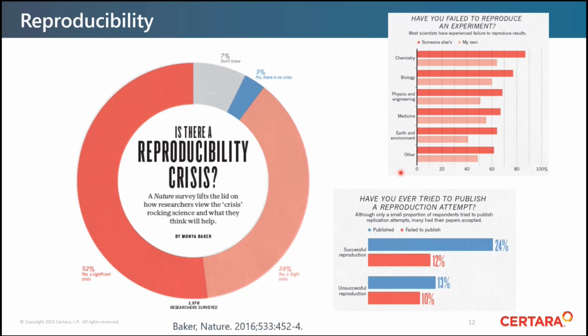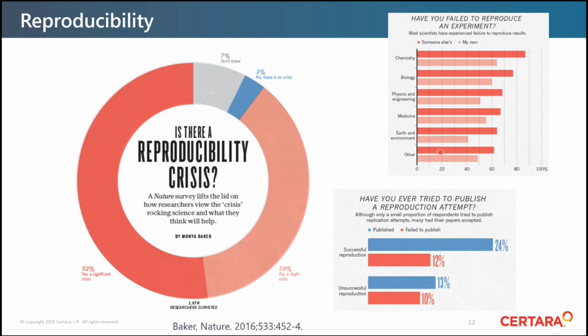One question though is, is there a reproducibility crisis? And this really expands beyond pharmacokinetics and quantitative modeling processes throughout all of science. This survey in Nature of over 1,500 researchers showed that the majority believe there is a reproducibility crisis. In fact, over 50% think there is a significant crisis.